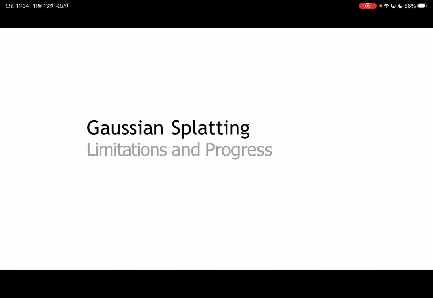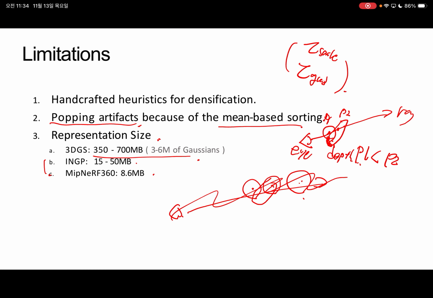Okay, any questions about this one? 3D Gaussian splatting? All is clear?